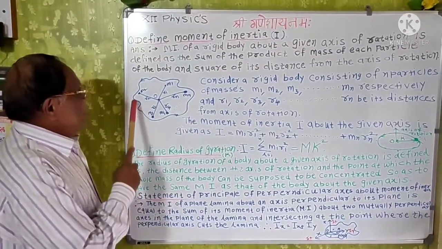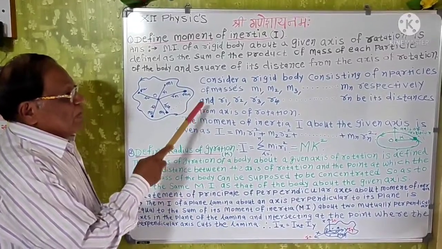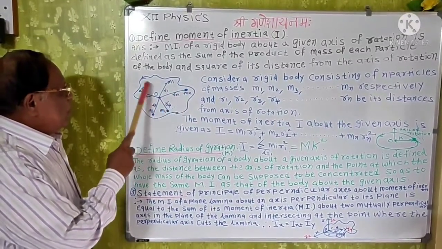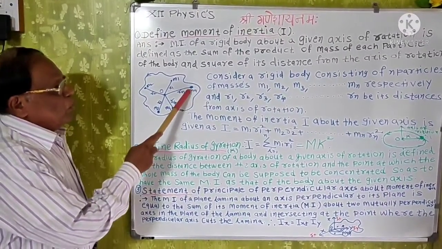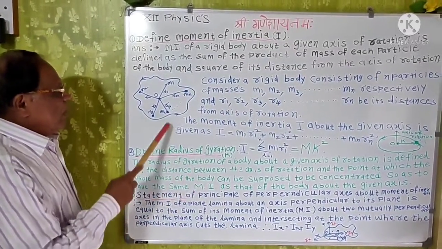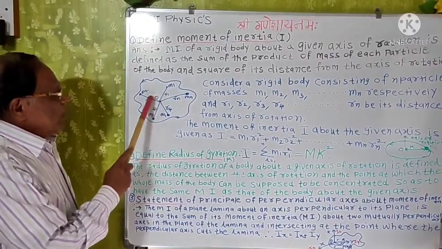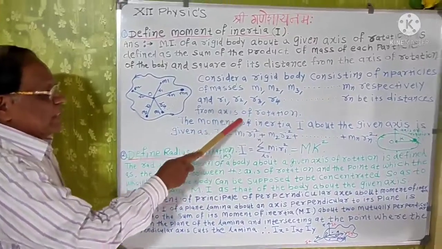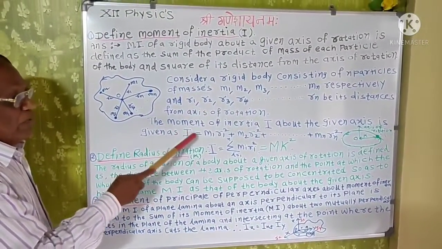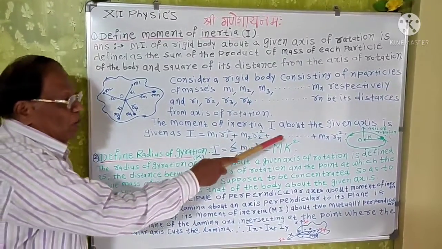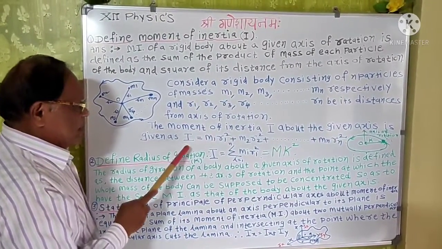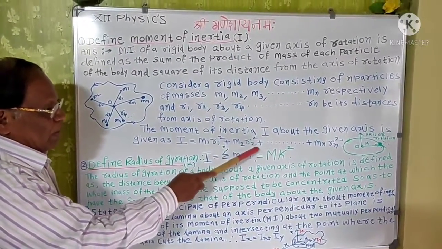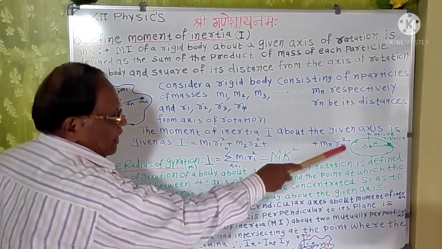Here if you consider a rigid body consisting of n particles of masses m1, m2, m3, m4 up to mn respectively, and suppose r1, r2, r3, r4 up to rn be its distances from axis of rotation, the moment of inertia I about the given axis is given as I equal to m1 r1 square plus m2 r2 square plus and so on plus mn rn square.